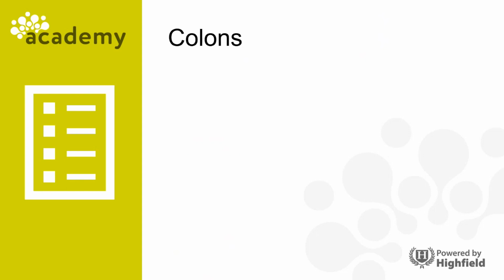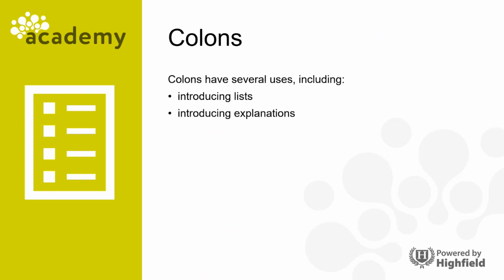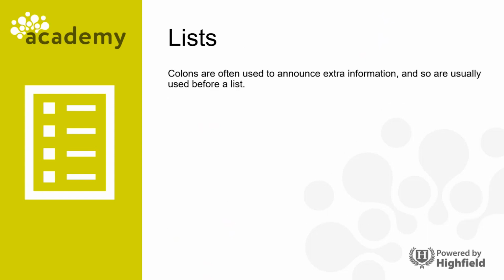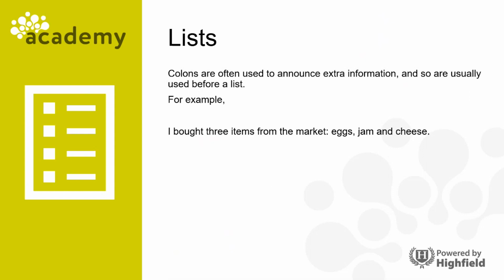Let's look at what colons are used for. We use colons when introducing lists or when we're introducing explanations. So the first use of colons to consider is lists. Essentially, we use a colon to announce extra information. For example, I bought 3 items from the market: eggs, jam, and cheese.